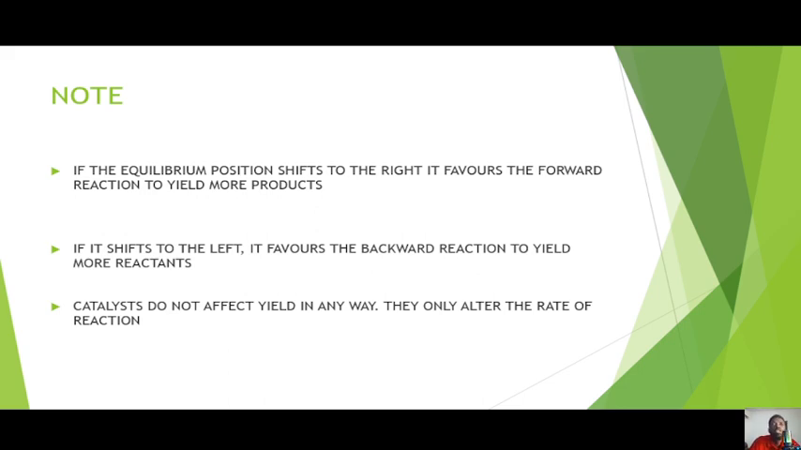So if you see a question that has to do with yield and they say which of these factors affects the more production of the product or yield of the reactant, catalysts do not have anything to do with yield. The highest they can do is alter the rate, make this particular process occur faster or slower.